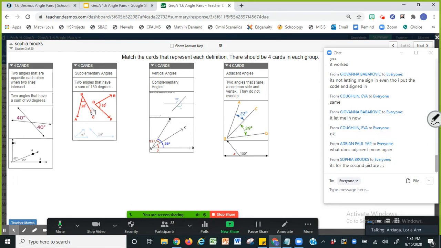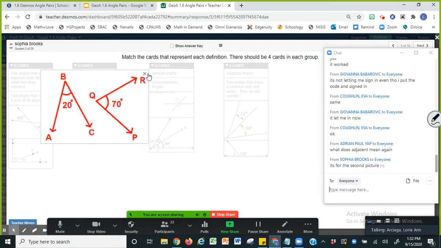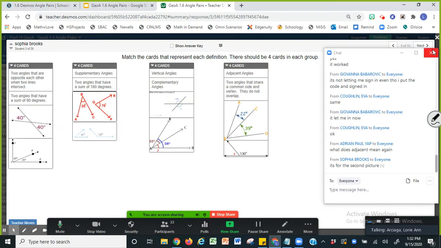Yeah, so you have to take this away, honey. This red one doesn't go under supplementary. So that's why in the teacher dashboard, it's giving you an X mark, because one of them is misplaced. So you have to put this in the right stack. Yep. Okay.